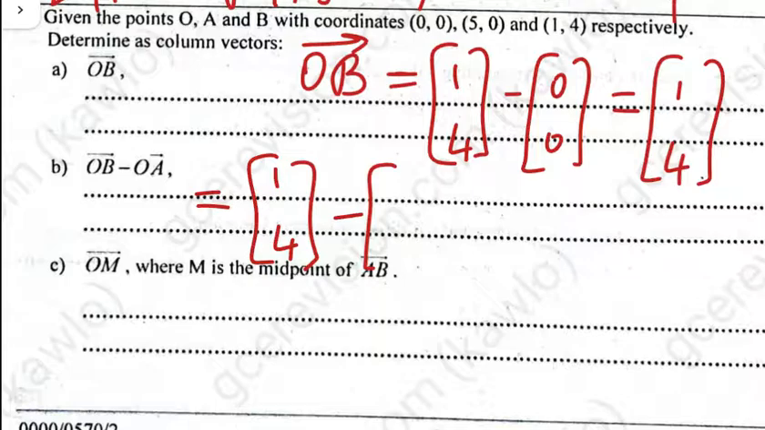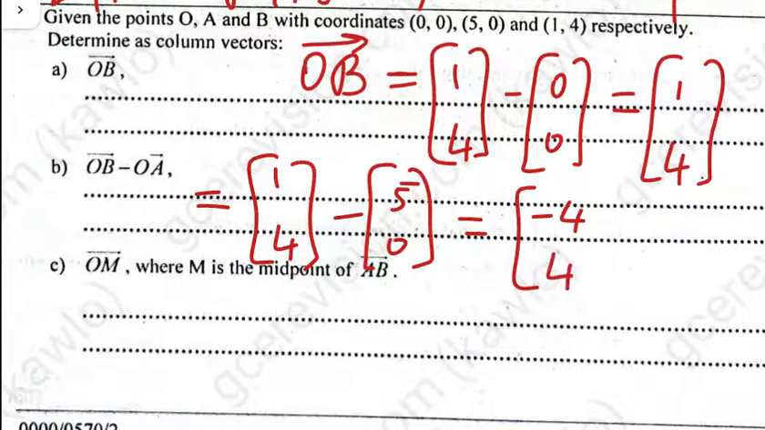Alright, now the same, we should look for OB minus OA. So OA is just (5, 0), right? So this will be equal to 1 minus 5 is negative 4, and 4 minus 0 is 4. So that's it.